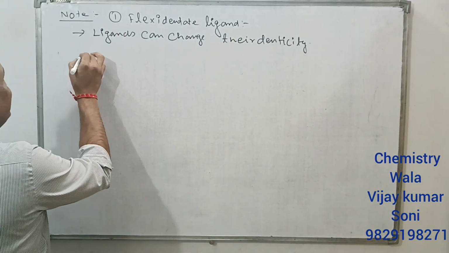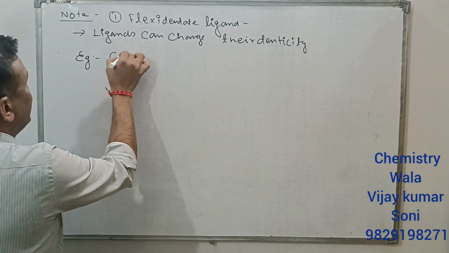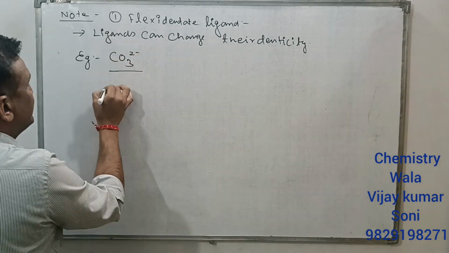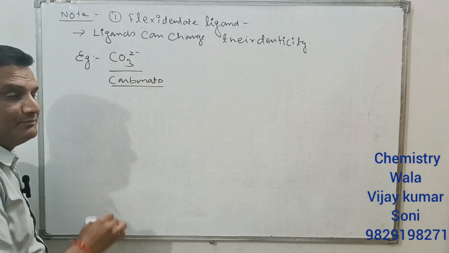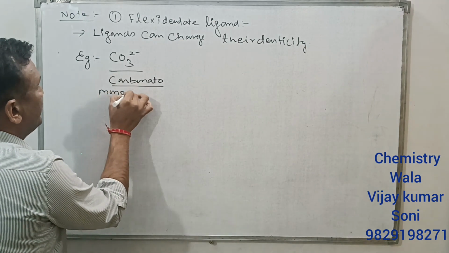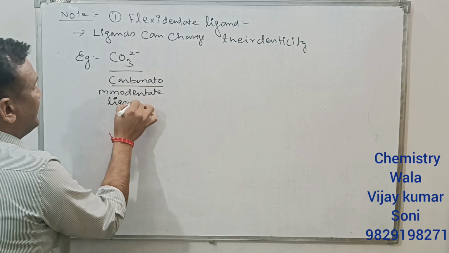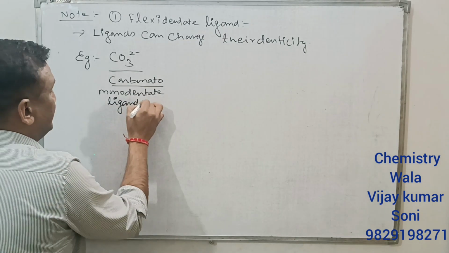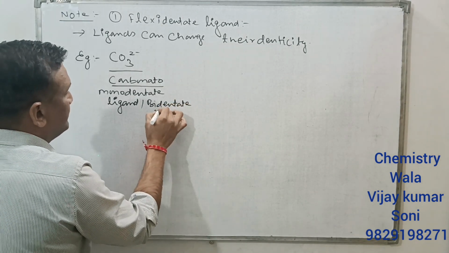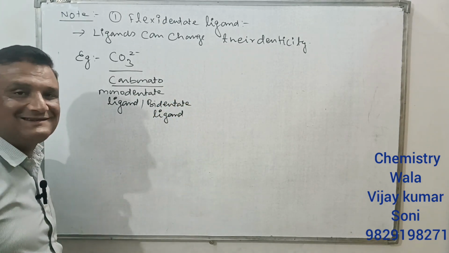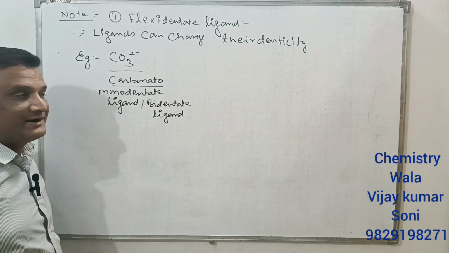If we go with the flexidentate ligand, then we can take a lot of examples. The first important example is CO3 2 minus, the carbonato. It acts as a monodentate ligand generally, but it also acts as a bidentate ligand. So it can change its denticity from 1 to 2. That's why it is called a flexidentate ligand.